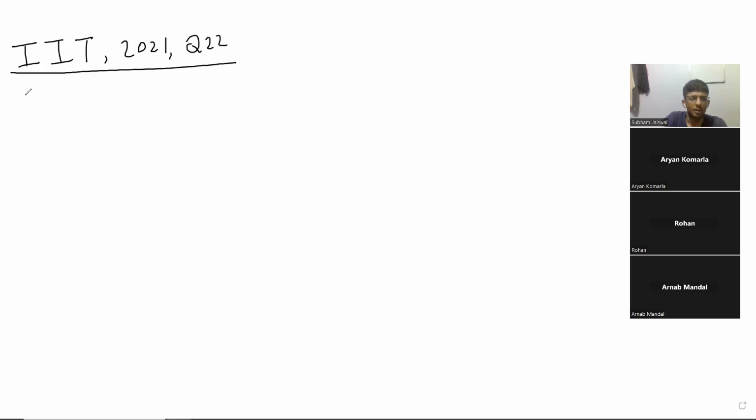So first of all, we have this nilpotent matrix. Rohan, do you know the definition of a nilpotent matrix? So I'm not aware of nilpotent matrix much. Okay. So what does anyone know? What is a nilpotent matrix?